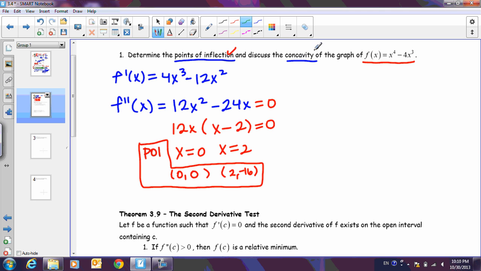Now let's talk about concavity. Let's make a sign chart. Again, sign, meaning plus and minus.